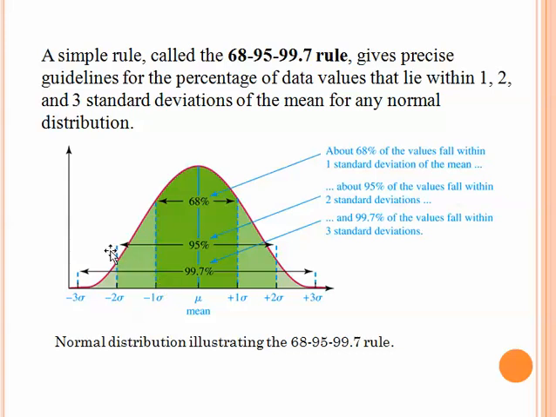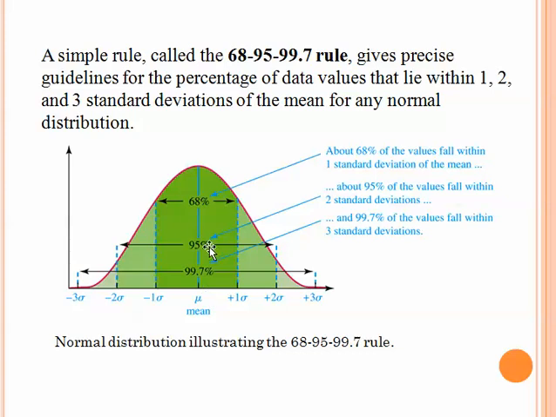We also know that if you look 2 standard deviations away from the mean, that means you take the value of the mean and subtract 2 times the standard deviation, and then add 2 times the standard deviation to the mean, then in that region 95% of the values are included. And if you go even further, 3 standard deviations on either side of the mean, then 99.7% of the values are included.